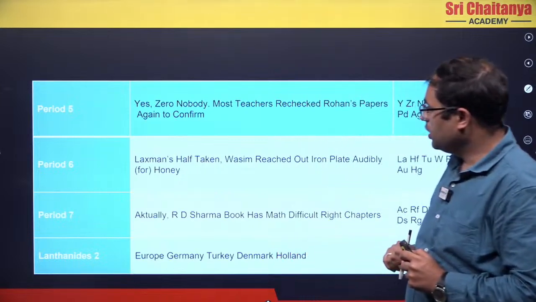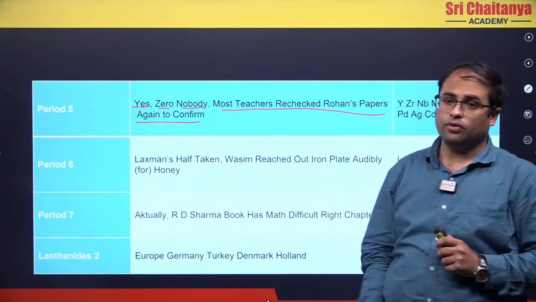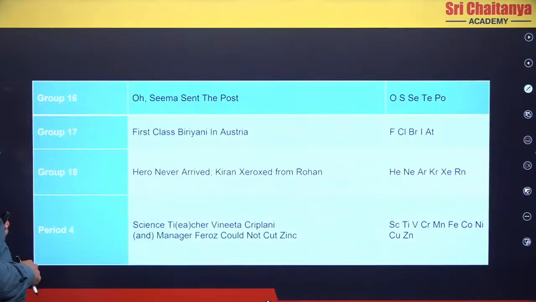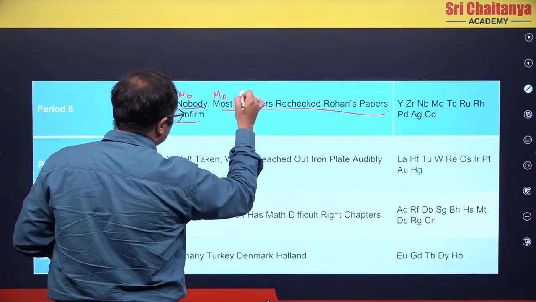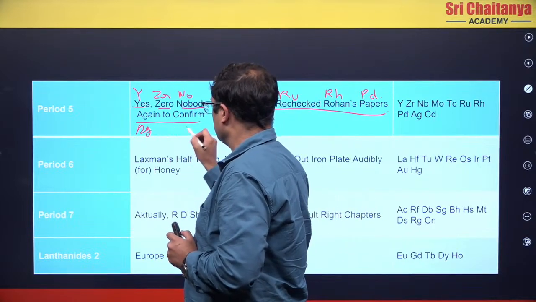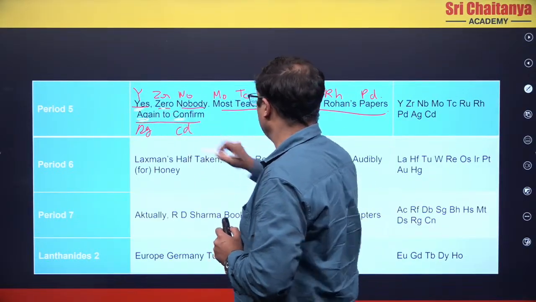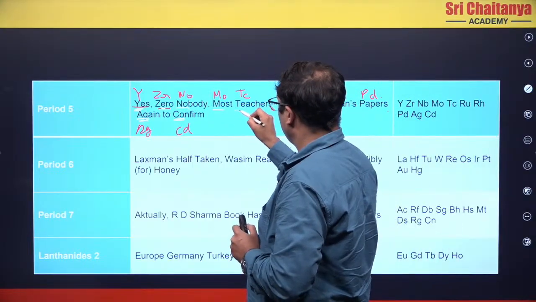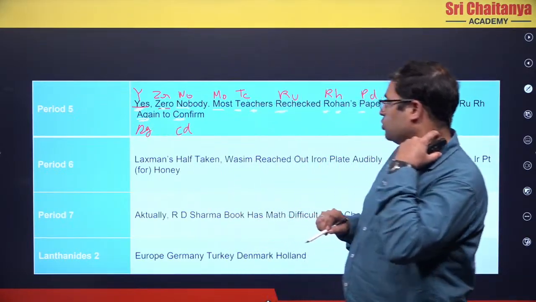The mnemonic for this, I think I have written it here. Yes: "Zero nobody. Most teachers rechecked Rohan's papers again to confirm." So this is for this one. Which one is it for? It is for this one. I think you can clearly see the y here, 0. Let me just remove this. So that way you can remember that.